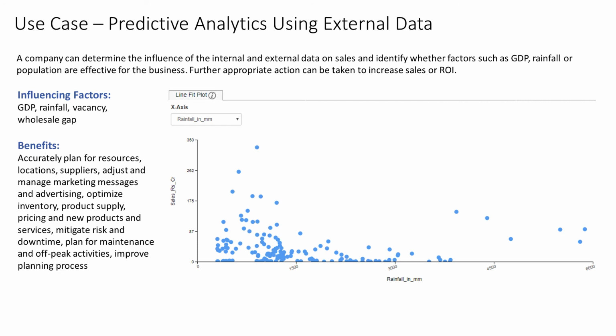Businesses might look at GDP, or in the case of seasonal tourism, at the historical levels of rainfall, vacancy rates in hotels, and other factors. This type of analysis benefits a business by helping it to plan for resources, locations, partners, suppliers, marketing messages, supply, pricing, the development of new products and services, all to satisfy a niche, mitigate risk, and assess liability and other considerations. To perform this kind of analysis, the business might use the multiple linear regression technique.